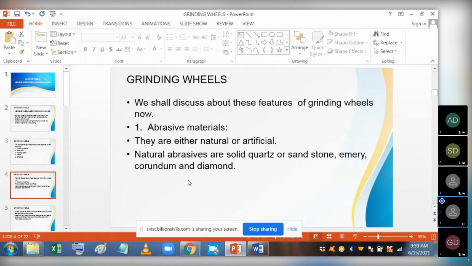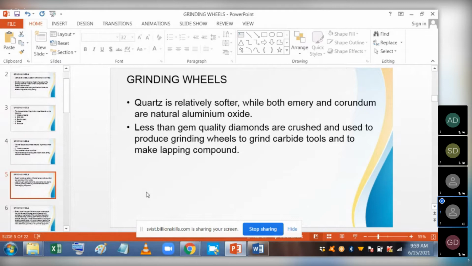Natural abrasives are solid quartz or sandstone, emery, corundum, and diamond. Quartz is a relatively softer material, while both emery and corundum are natural aluminium oxide. Emery contains a lesser percentage of aluminium oxide and corundum contains up to 90-95% of aluminium oxide, so they are much harder.